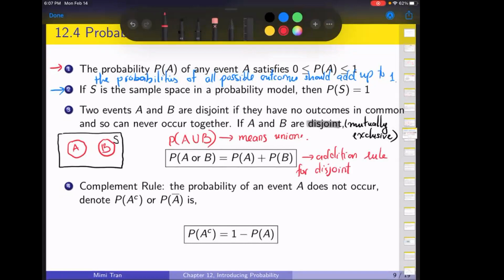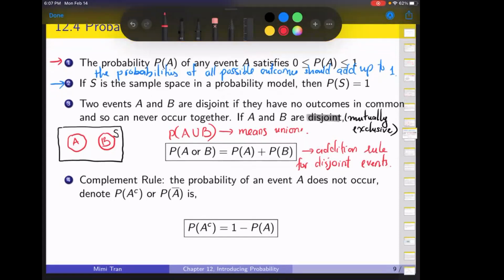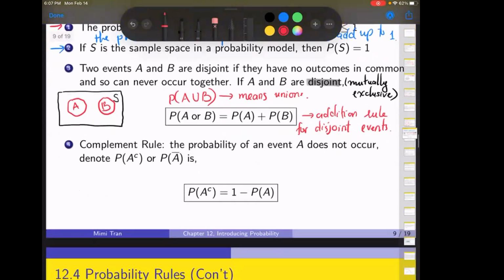There will be another rule called the general addition rule, and it's going to be less than this. We subtract the intersection, but we'll worry about that later. Just remember now, disjoint means two separate balls, and the union of the two separate balls is P of A plus P of B.